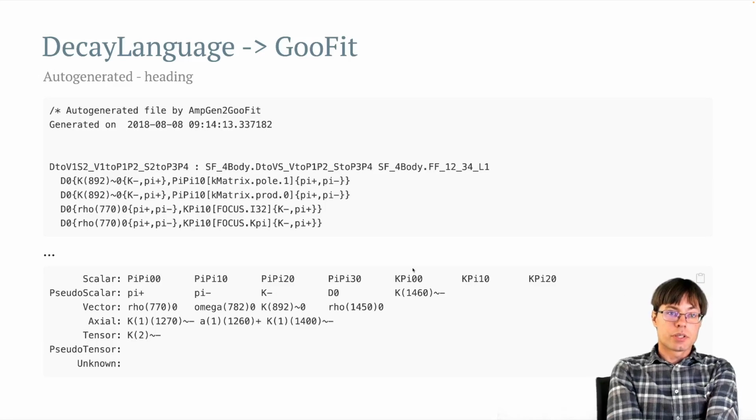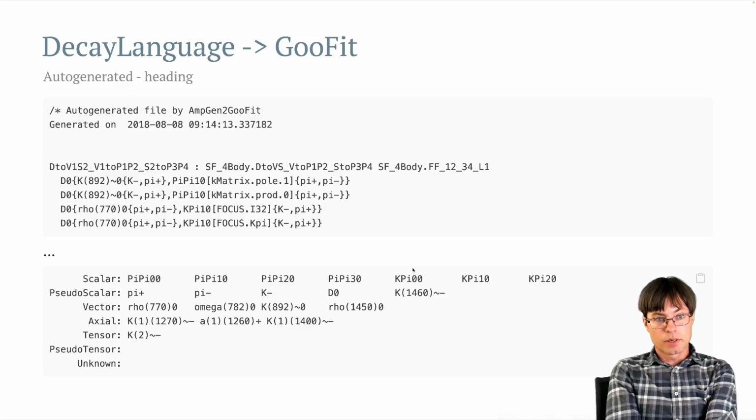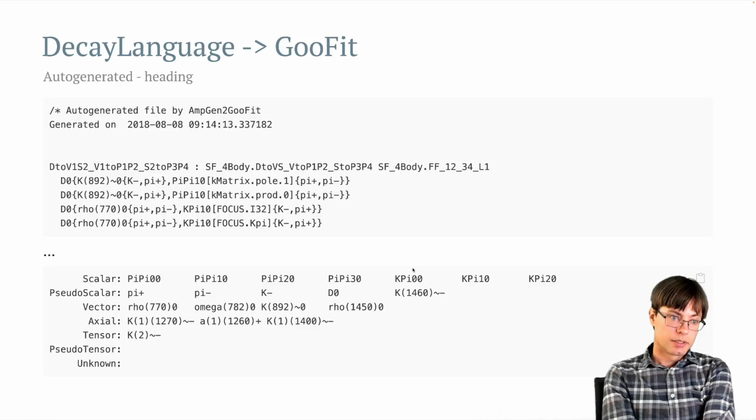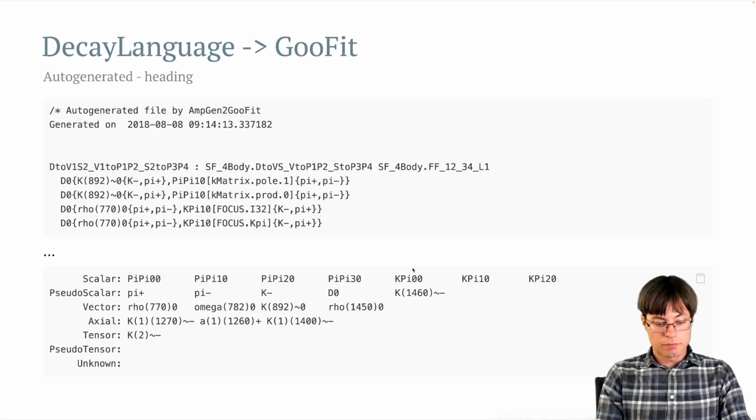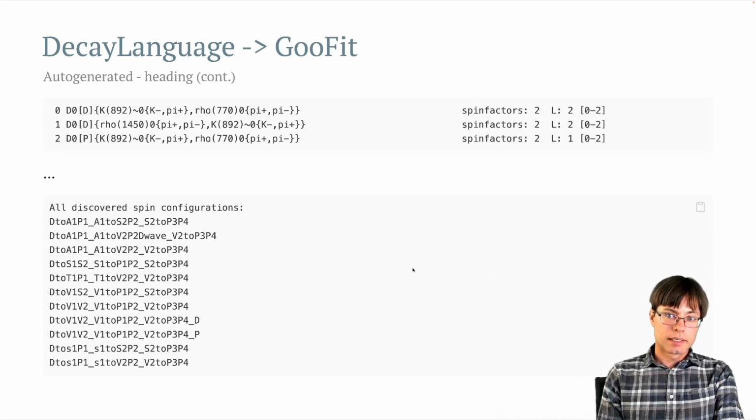When it produces the C++ file, it gives you a nice heading which tells you what it understood about the decay. It describes the decay lines that it detected, and these are sorted and specified by what the polarizations are. Here you have the different types of particles that it detected, and finally it lists all of the different decay lines and spin configurations that it discovered as well.